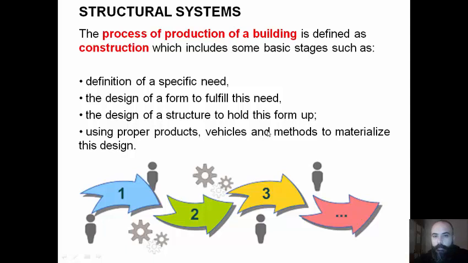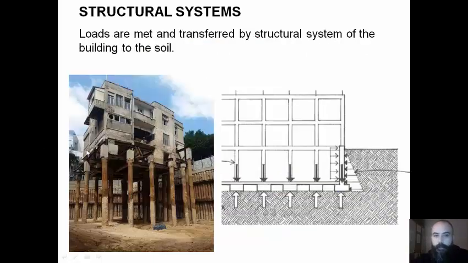The process of production of a building is defined as construction, which includes some basic stages such as definition of a specific need, the design of a form to fulfill this need, the design of a structure to hold this form up, using proper products, vehicles, and methods to materialize this design.